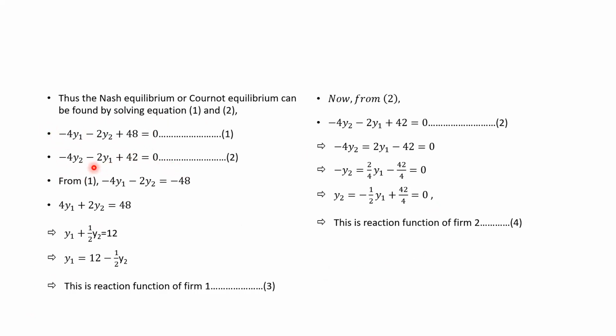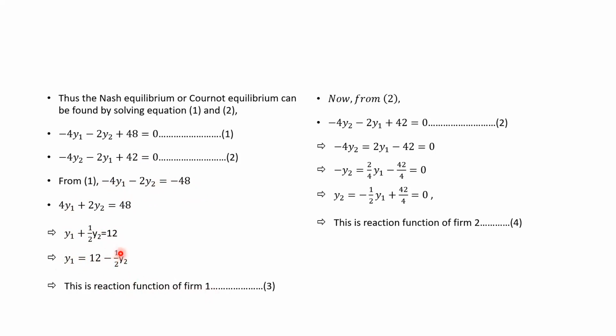Now from the first one, minus 4y1 minus 2y2 equal to minus 48, you can put this on the other side. Since these left hand sides are equal, you can multiply throughout by minus 1. You are left with 4y1 plus 2y2 equal to 48. If you divide throughout by 4, y1 plus 1 by 2 y2 equal to 48 by 4, which is 12. So you can write this as y1 equal to 12 minus half y2.